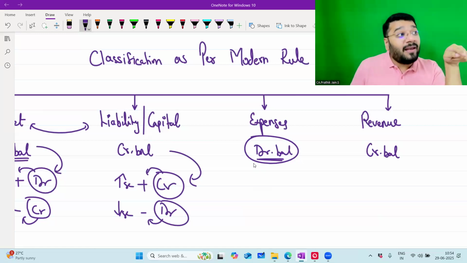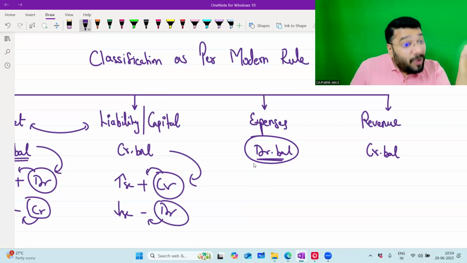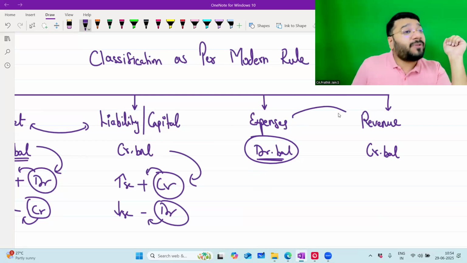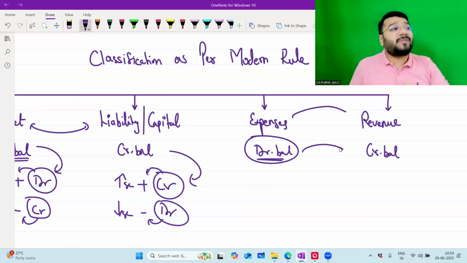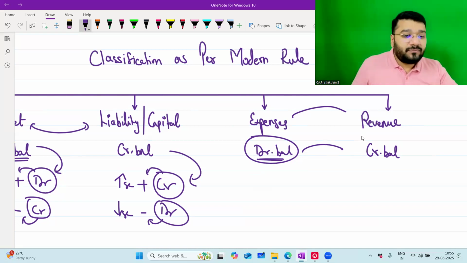If expense is debit balance, income is what, sir? Credit. It will be the opposite. If expense and income are opposite each other, the balance also will be opposite. If expense is debit balance, revenue is credit balance. Revenue is nothing but income and gain put together. Revenue means total income. Both of them put together is called revenue.